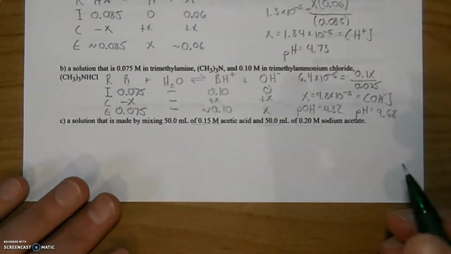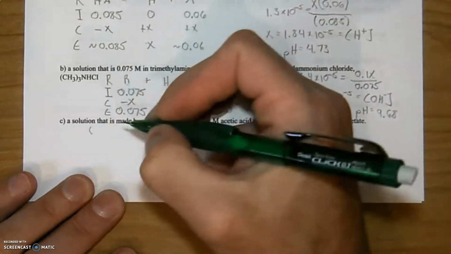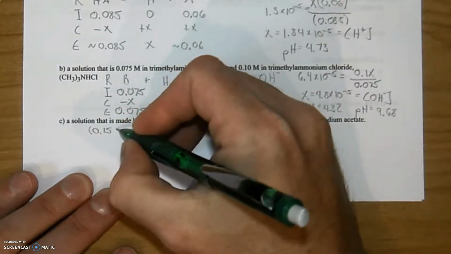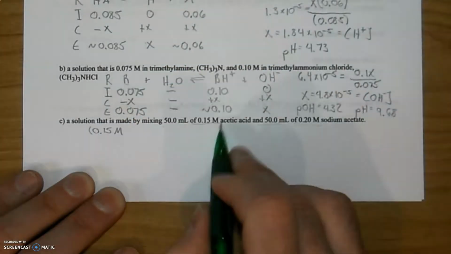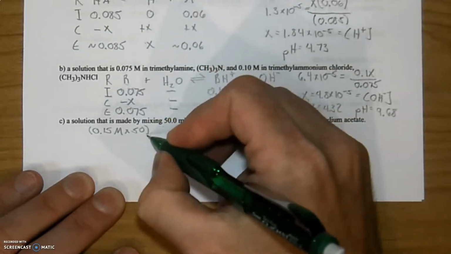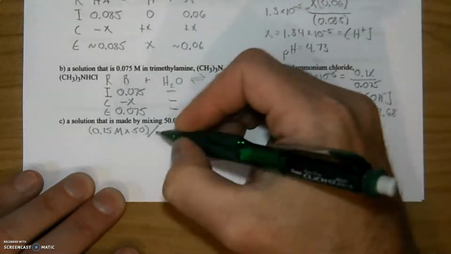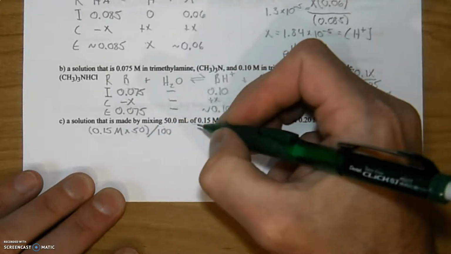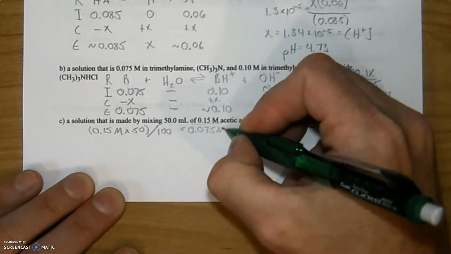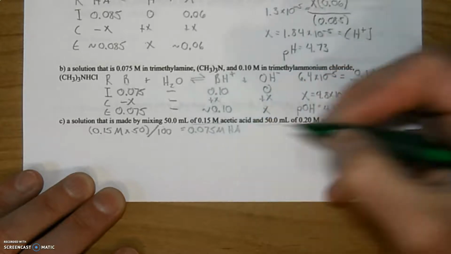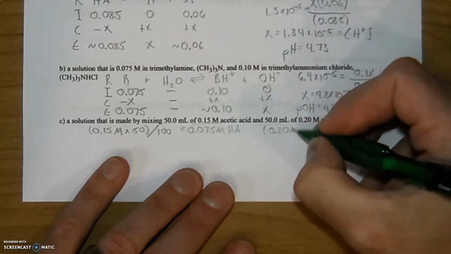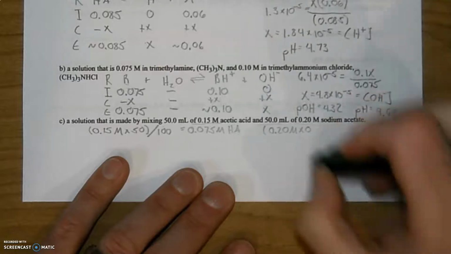So what we are going to do here, it's sort of like an MV = MV problem, but the way I'm going to show it to you is by simply showing the original concentration times the volume that was given, and then dividing it by the 100 mL, and that's going to give me a new concentration of 0.075 molarity of the acid.